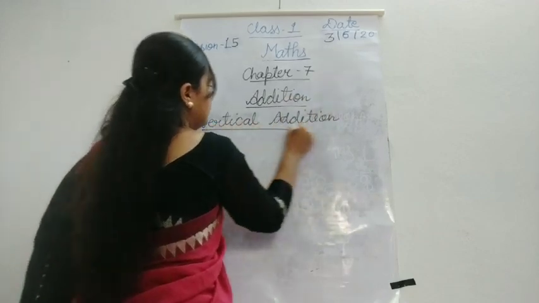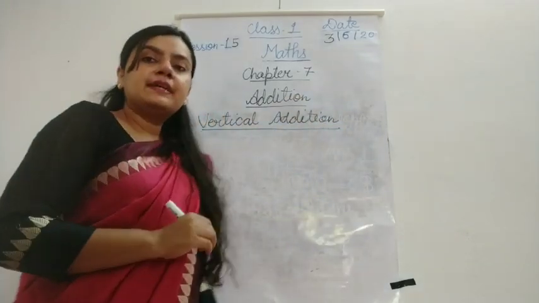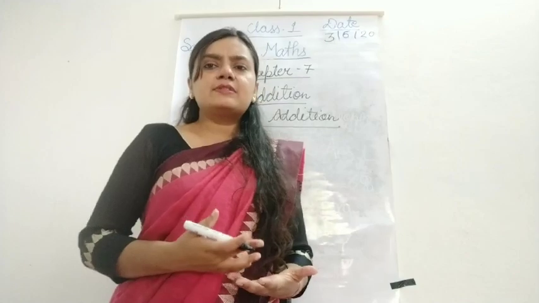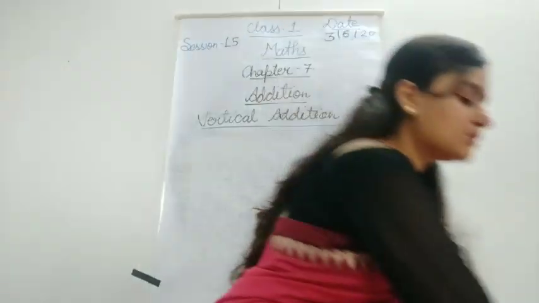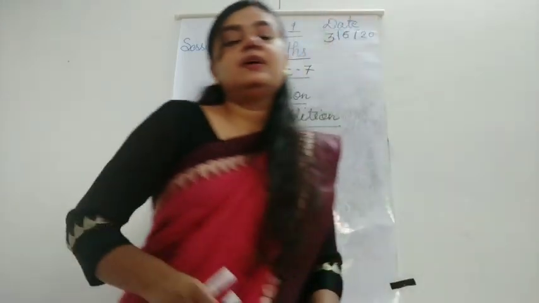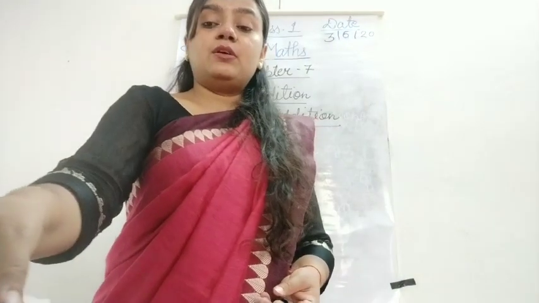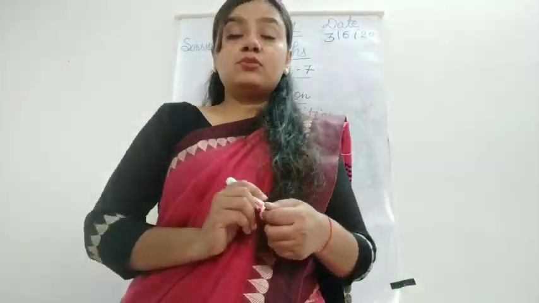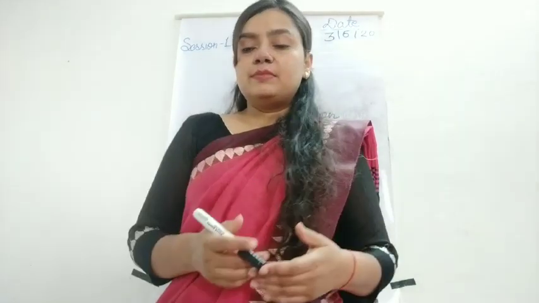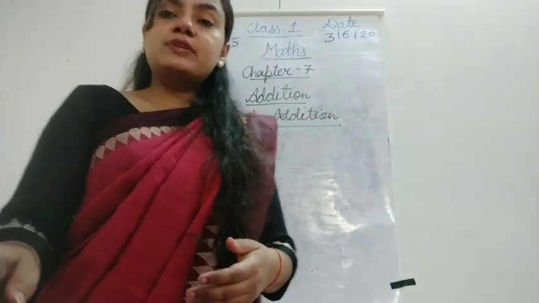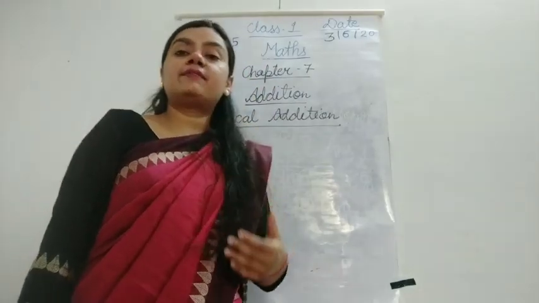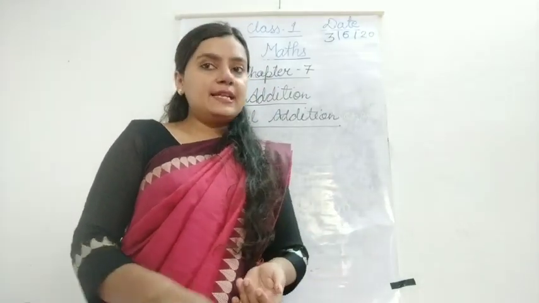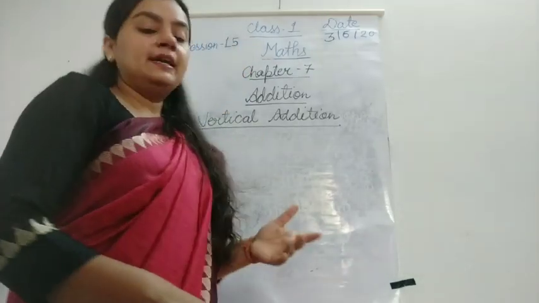See, first of all, what is vertical addition? Addition, as you know very well, is putting two numbers together to find out the total. There are two types, as I already told you. The first is horizontal addition and the second is vertical addition. Now we will deal with vertical addition.